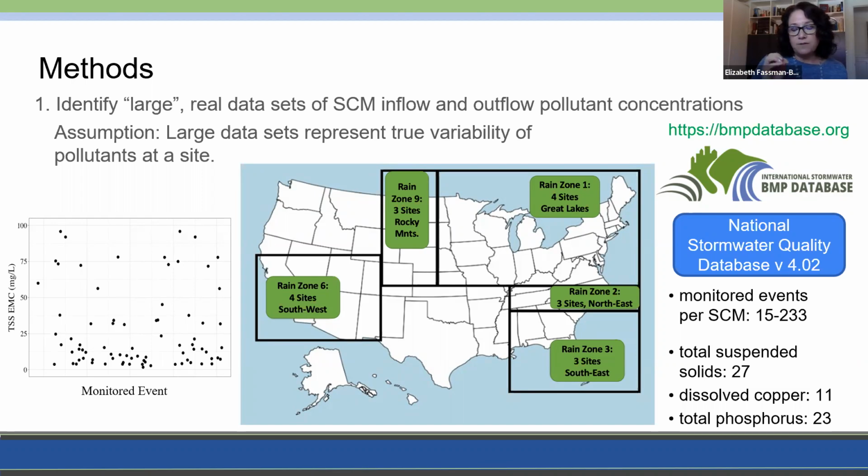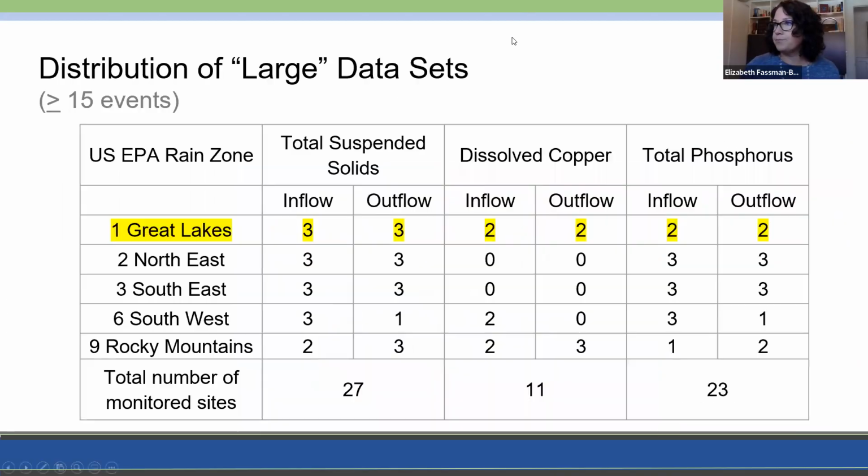So our fundamental assumption is that these large data sets have captured the true variability for pollutants at a given site. Our large data sets we defined as having at least 15 events at either an inflow or an outflow. You don't have to have both. This is not a paired data study.